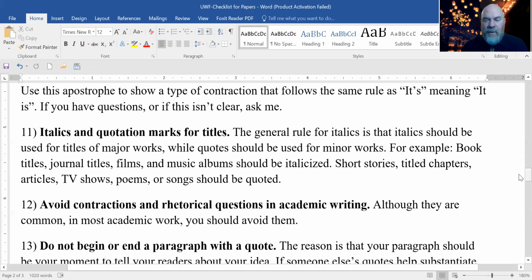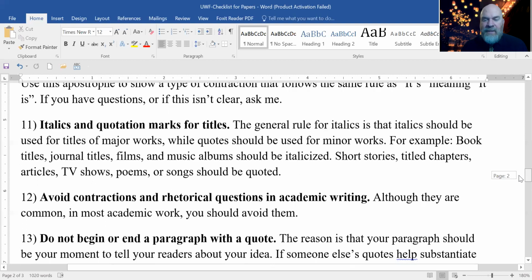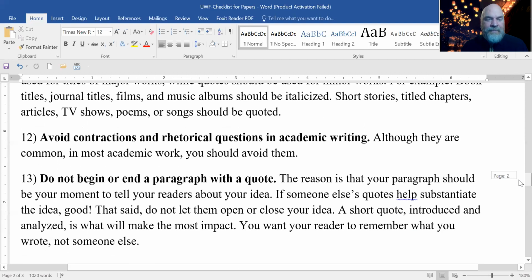And same thing with quotation marks. And as always, if you have questions, feel free to let me know, ask me questions, and I'm happy to answer any questions that you do have.